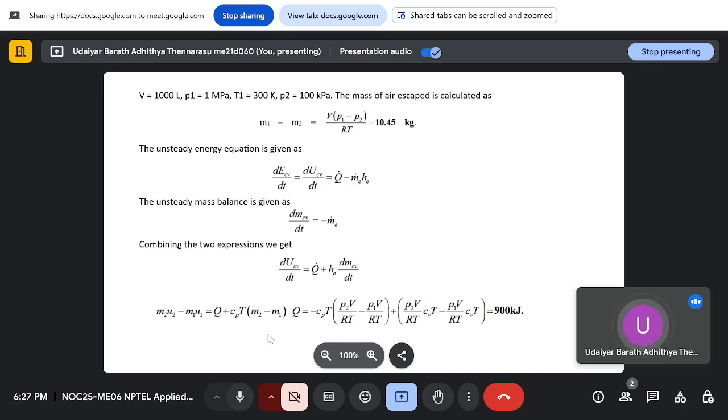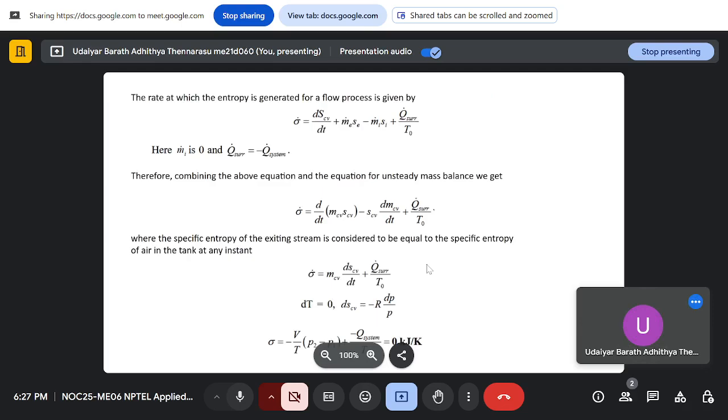So rearranging it, we can find out q, and your individual masses can be found out using the ideal gas equation as PV by RT. So substituting those and the temperatures, we get the heat which is supplied is 900 kilojoules. So next, we need to find out how much entropy has been generated in the process.